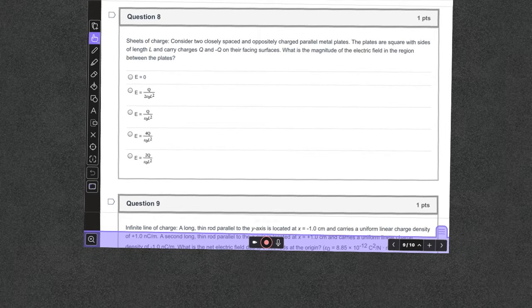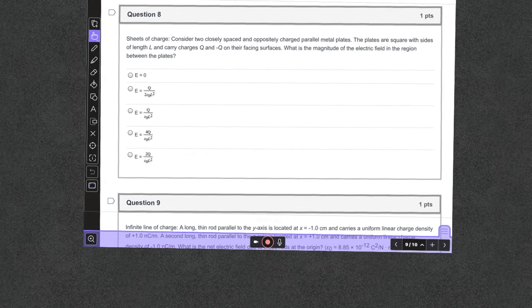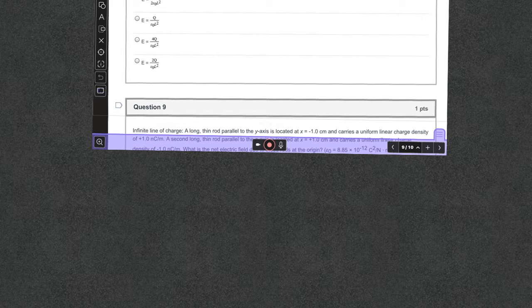And they are opposite. One is plus 3 coulombs per meter square. The other one is minus 3 coulombs per meter square. The plates are square with side length L. It's a square, so that means the size will be like, let me write, L by L.